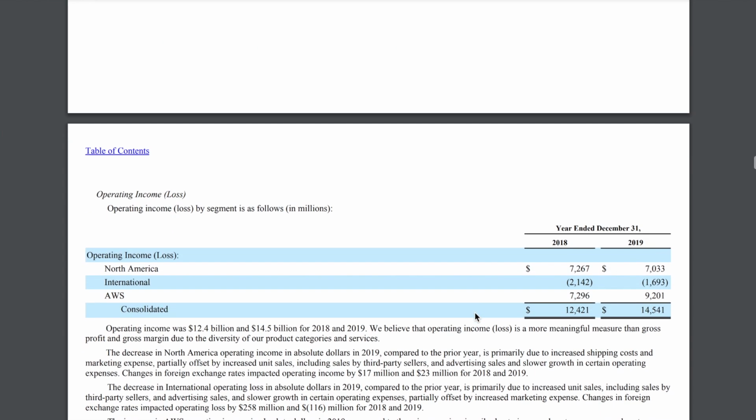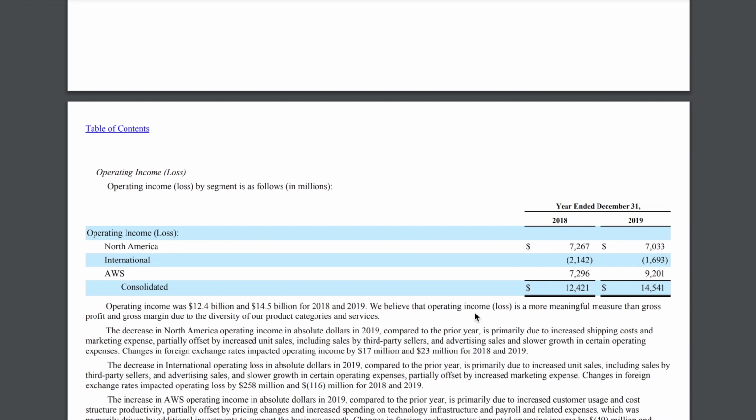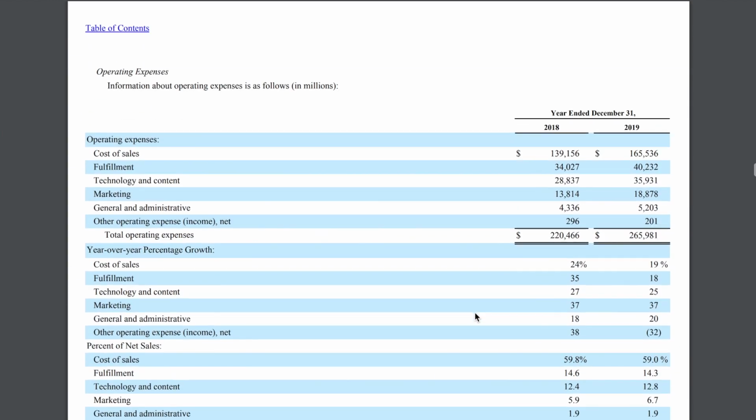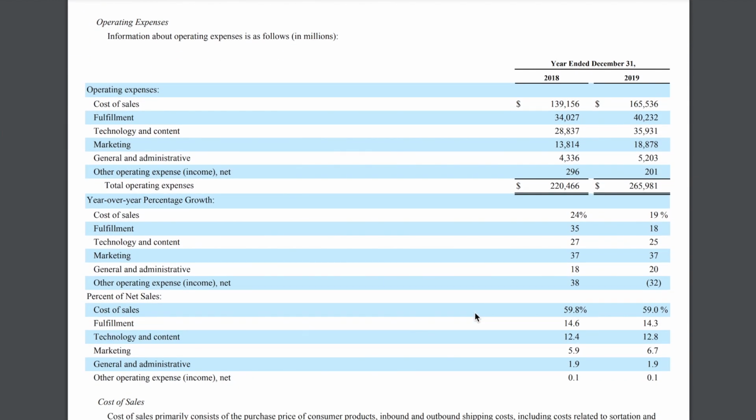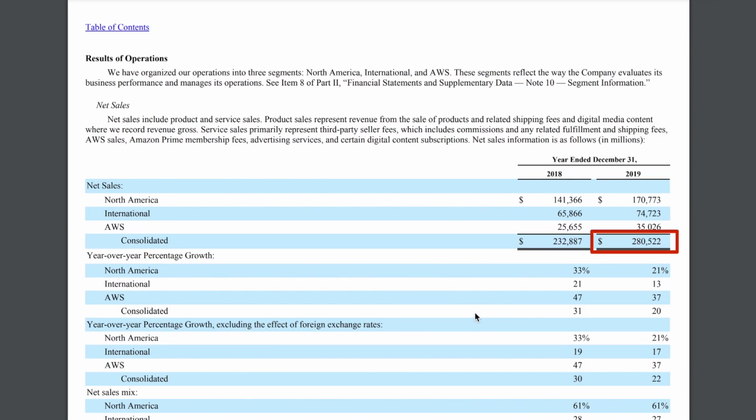So if we scroll down a little farther, we can see their operating profit from each segment. We can see the North America and AWS segments generated a profit, but international was actually a loss for Amazon. So if we keep going on down, we can see their operational expenses are next. This is a great way to find out what they're actually spending their money on. If we scroll back up, we can see they took in $280 billion in net sales for 2019.